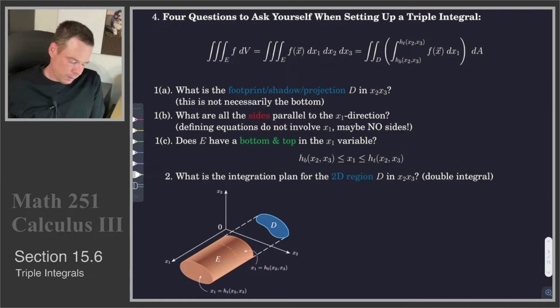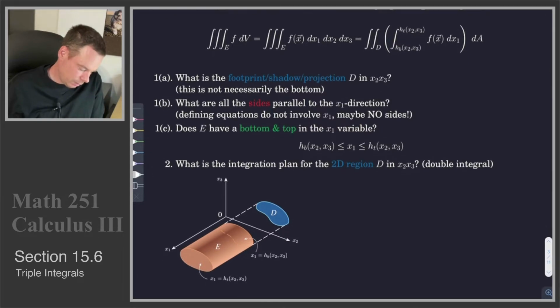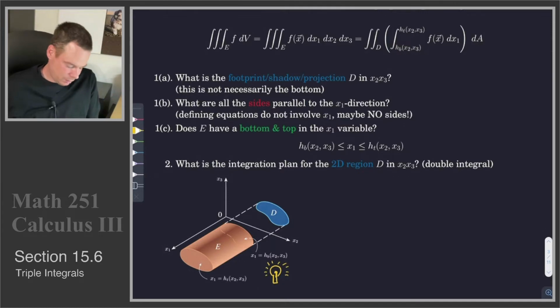So the first question I want to ask is, what is the footprint or the shadow or the projection once I've picked a variable of integration that I'm going to first integrate with respect to? What is the projection of the solid into the plane defined by the other two variables? So the way I like to think about this is I like to think about just carrying a light bulb around and then looking at what the object projects to. What kind of shadow or footprint does it have in the other plane?